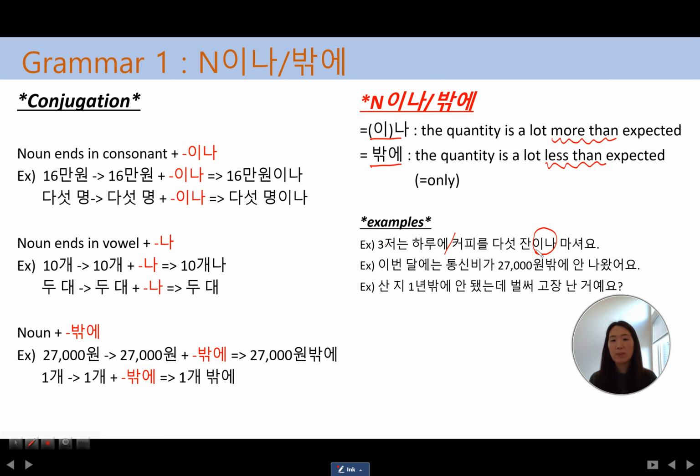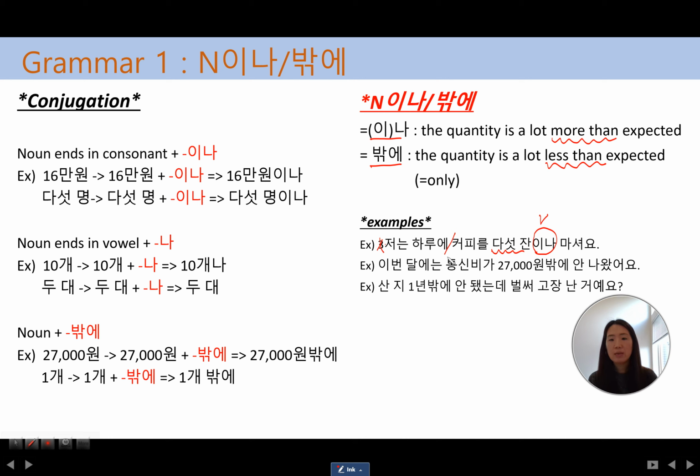Normally people think that a person drinks only like 1 or 2 cups of coffee a day, right? So this person says, 저는 하루에 커피를 5잔이나 마셔요. I drink 5 cups of coffee a day, which is a lot more than what others expected. So 5잔이나 마셔요, emphasizing it.